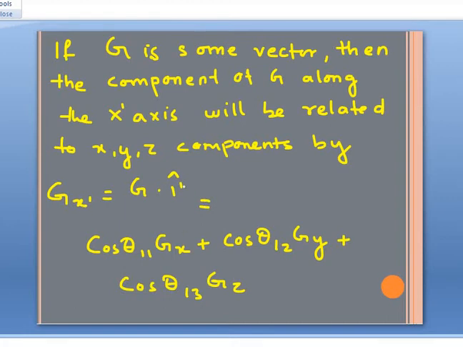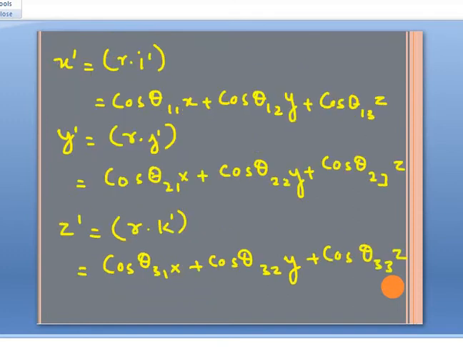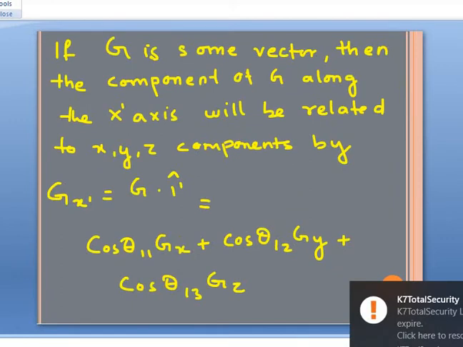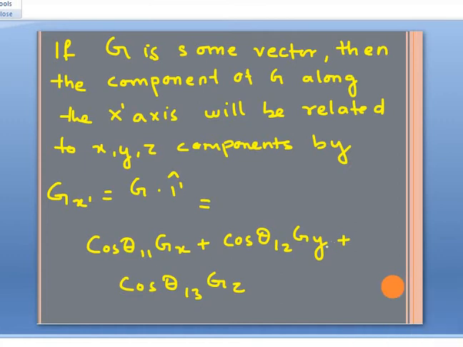And what is i prime? I prime you know already. I prime is this: cos theta 1 1 i plus cos theta 1 2 j plus cos theta 1 3 k. So when you substitute, you will get cos theta 1 1 Gx plus cos theta 1 2 Gy plus cos theta 1 3 Gz. Okay.